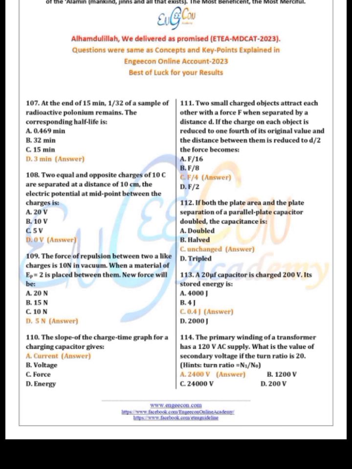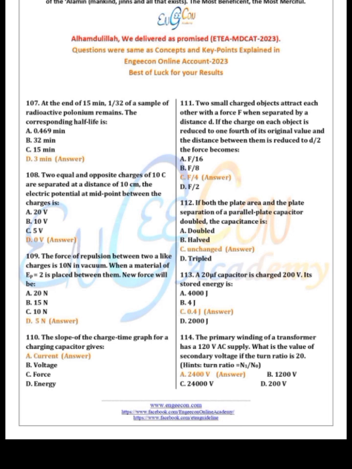जब एक मटेरियल इलेक्ट्रिकल परमिटिविटी अब 2 का इनके दरमियान रखा जाए तो फिर उनके दरमियान फोर्स क्या होगा? ए 20 न्यूटन, बी 15 न्यूटन, सी 10 न्यूटन, डी 5 न्यूटन. 110. The slope of the charge time graph for a charging capacitor gives us what? Current, voltage, force, energy. The correct option is current.